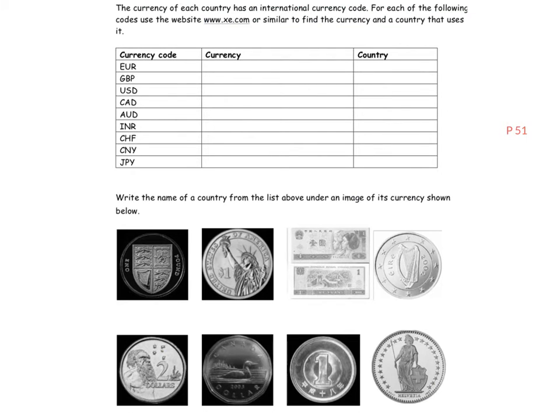Okay, and this is page 51. What do we have to do in here? If we go through the question first, the currency of each country has an international currency code. So basically, these are all the codes. Then we need to figure out what currency it is and from which country it is.